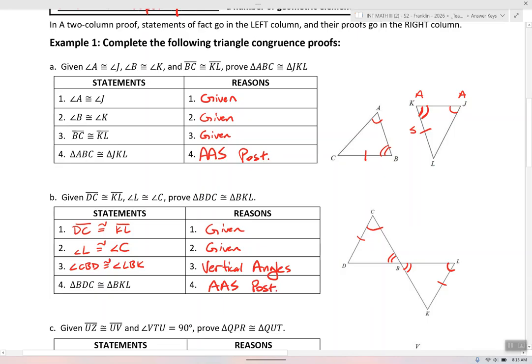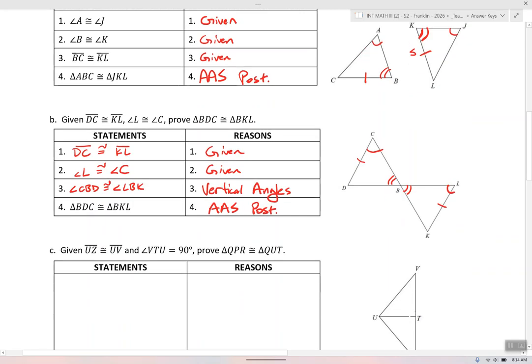Now, sometimes there could be more than one way to prove two triangles are congruent based on the information you have and the picture you're given. This is the method that made the most sense to me here, but perhaps there was a different way we could have gone. And remember, we weren't given this information in the problem, but based on the picture, we know that that is true because we know that vertical angles are congruent.